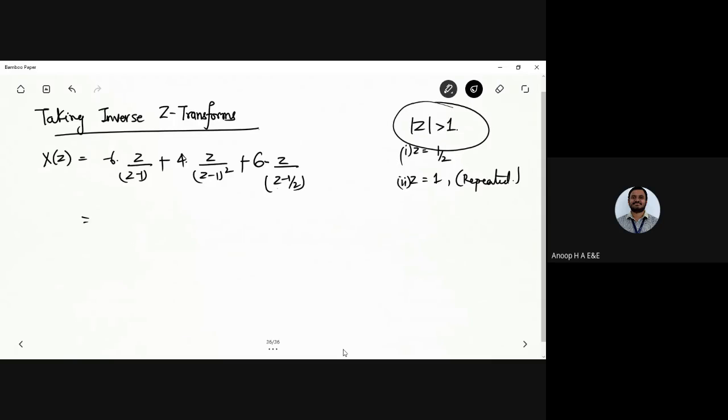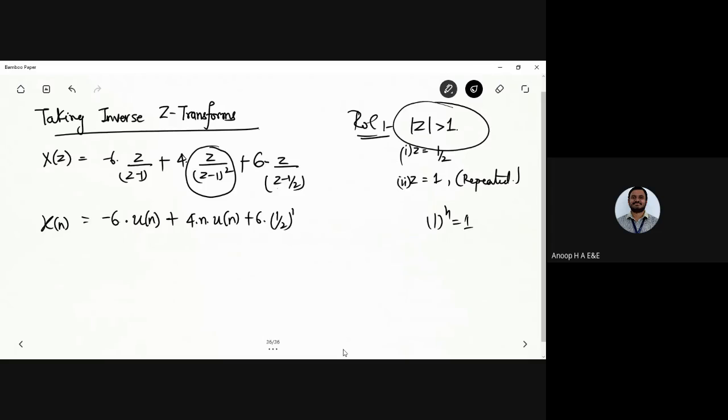If I want to find out x of n, what do I do? Minus 6 into u of n, that is 1 power n u of n. 1 power n is equal to 1 there. Okay, plus 4 into z divided by z minus 1 the whole square, I'll do it as n into u of n, plus 6 into half power n u of n. Okay, so I can rewrite it as minus 6 plus 4n plus 6 times 1 by 2 power n, so the whole thing is to be multiplied with u of n.